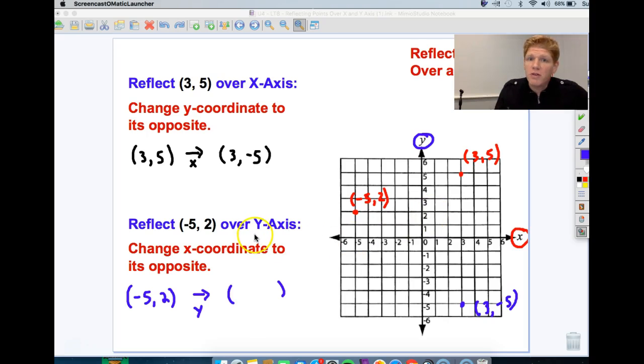So, since we're flipping across the y-axis, which coordinate is going to stay the same? That's going to be the y-coordinate is going to stay the same. So that's going to be 2. And the x-coordinate is going to be the opposite of where it was before, so that's going to be a positive 5. So let's see if that makes sense. Come over here, we start at 0, and we move over to positive 5, and we go up 2, and this is our new point. Now, is that the reflection of that point? Yes, it is. 1, 2, 3, 4, 5. They're the same distance away from the y-axis.